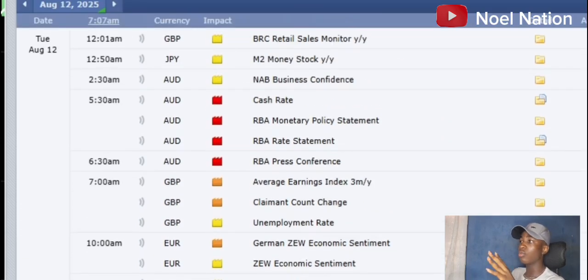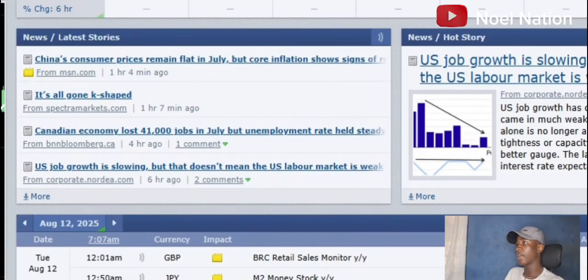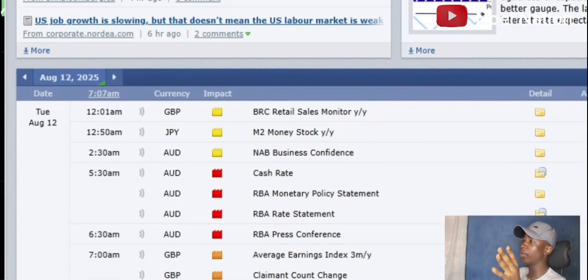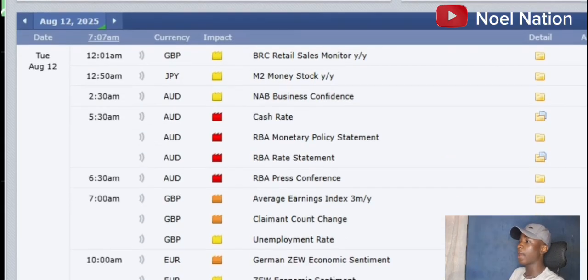So you can just go down, look for Forex Factory, and set it up. Once you see yellow, it means low impact. If you see orange, it means medium impact. If you see red, it means high impact is expected. You understand? So that is it about impact.